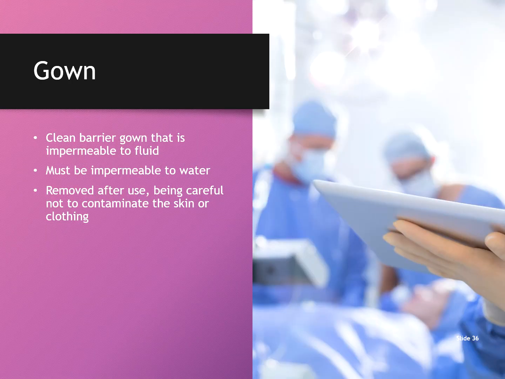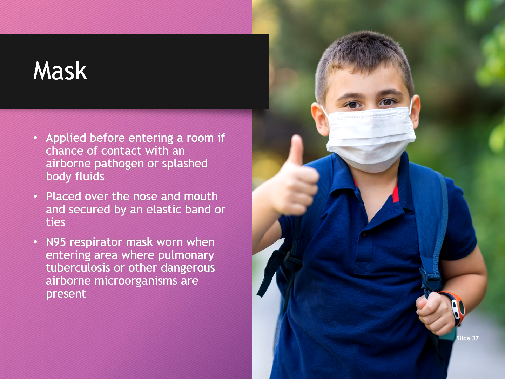Wear a clean barrier gown that is impermeable to water and other fluids whenever there is a chance of being splashed with blood, body fluid, or other potentially infectious materials, or when these fluids may be aerosolized. Apply a regular surgical face mask before entering the room if there is a chance that you will be in contact with an airborne pathogen larger than 5 microns or splashed by body fluids, such as when a patient is coughing or you're performing suctioning.